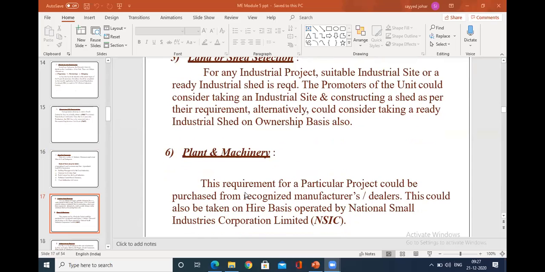Plant and machinery. This requirement for a particular project could be purchased from recognized manufacturers and dealers.